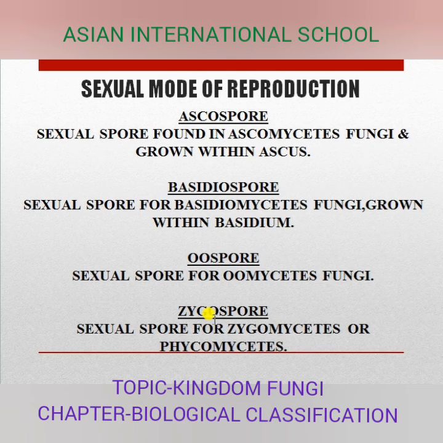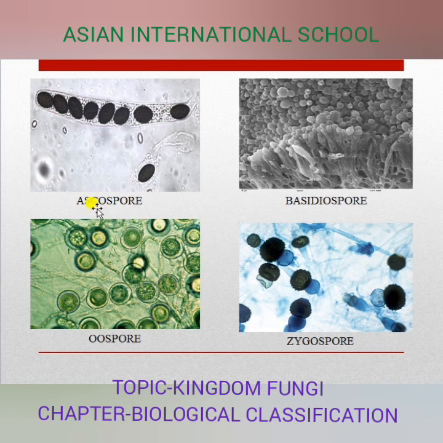So I am going to the next slide. You can see here the various kinds of spores I just discussed in the previous slide. First, the ascospore, commonly found in Ascomycetes fungi. Next, the basidiospore, commonly found in Basidiomycetes fungi. Oospore is commonly for Oomycetes fungi, and then zygospore is for Zygomycetes fungi. So these four spores are there for the sexual mode of reproduction in various classes of fungi. I think you have seen the diagrams of the different spores very clearly.